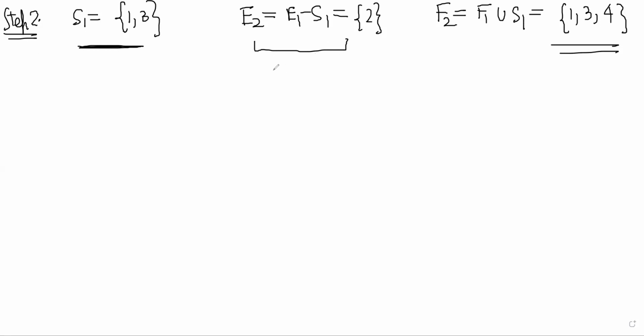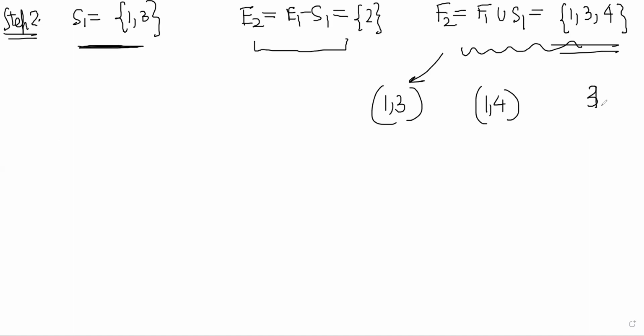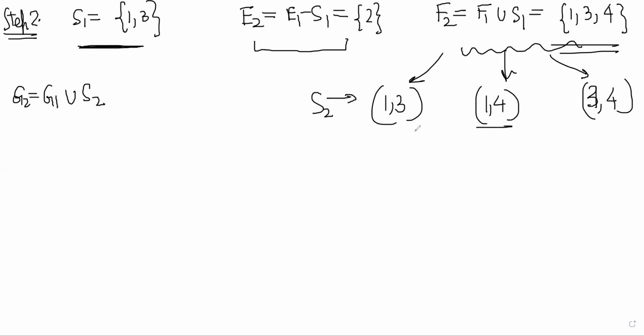Now from here, I have to select basically 2 elements from F2 and call that S2, right? So F2 is 1, 3, 4. The 2 elements here could be 1, 3, could be 1, 4, and could be 3, 4, right? These are the 3 paths here, right? Great. Now we will say G2. G2 is G1 union S2, and this set was S2. S2 had 3 options basically, right?